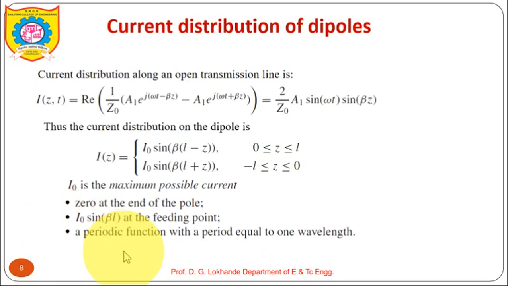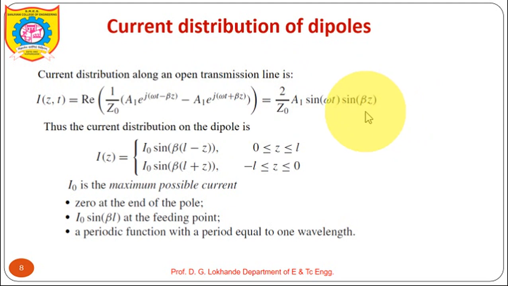Now, for the current distribution of a dipole, we know the transmission line equation. The current distribution along the open transmission line is I of z comma t is equal to the real part of 1 by Z0 A1 e raised to j omega t minus beta z minus A1 e raised to j omega t plus beta z. This complex term is converted into a trigonometric term, so it equals 2 by Z0 A1 sine of omega t sine of beta z.